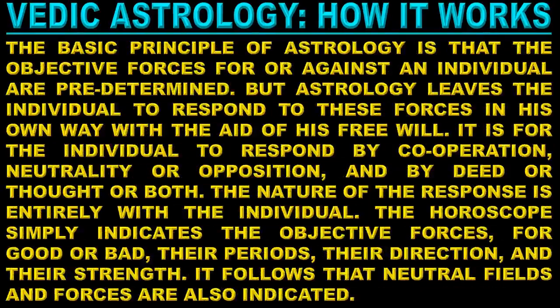Vedic astrology, how it works. The basic principle of astrology is that the objective forces for or against an individual are predetermined, but astrology leaves the individual to respond to these forces in his own way with the aid of his free will. It is for the individual to respond by cooperation, neutrality, or opposition, and by deed or thought or both. The nature of the response is entirely with the individual. The horoscope simply indicates the objective forces for good or bad, their periods, their direction, and their strength. It follows that neutral fields and forces are also indicated.